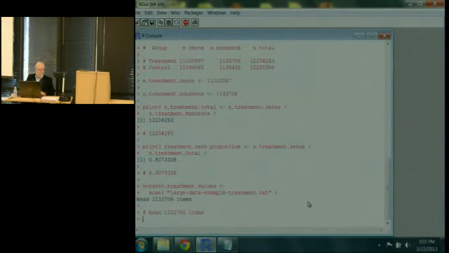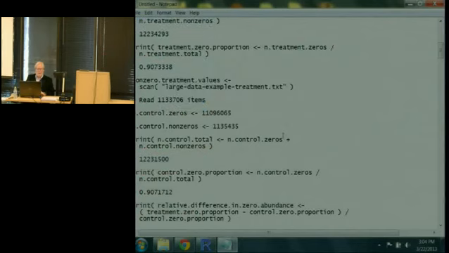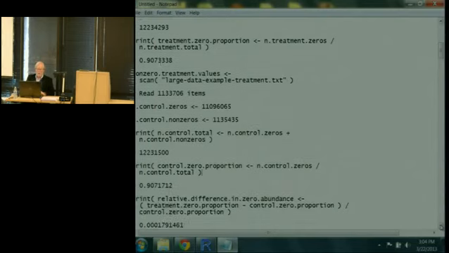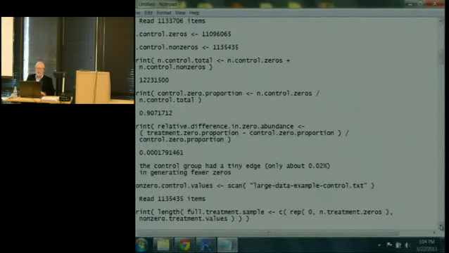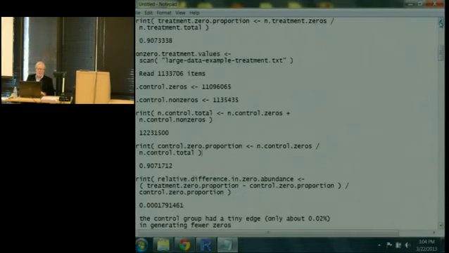And so we have about 1.1 million non-zero values. I'll do the same thing with the control. 90.73% zeros in the treatment group, 90.72% zeros in the control group. That's a very small relative difference. The control group has a tiny edge, only about 0.02% in generating fewer zeros. In this sanitized data set, that's going to be overwhelmed by the difference in the means in the non-zero part. Let me go ahead and bring this stuff in now.